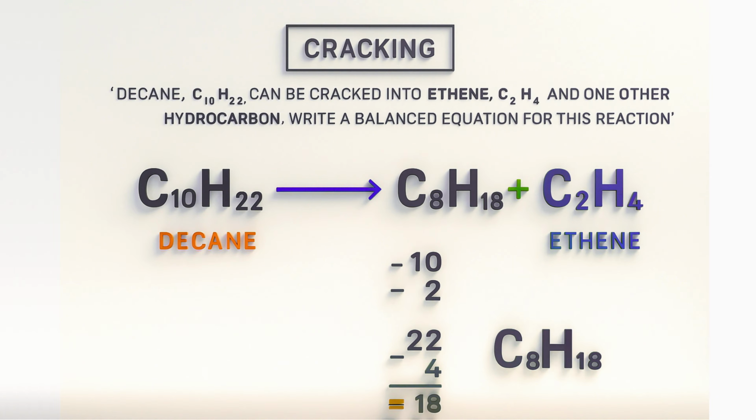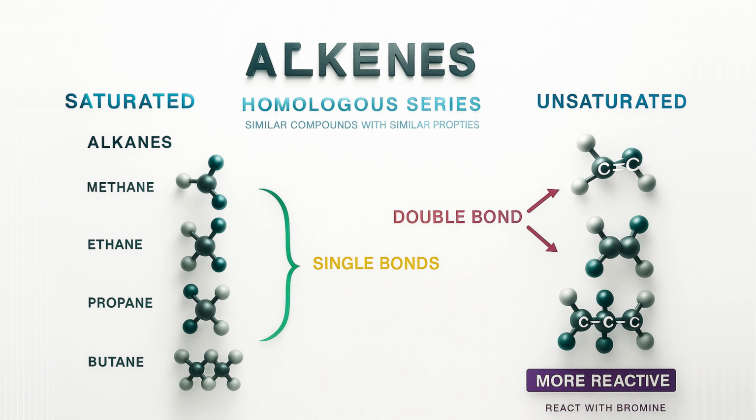Before we finish, let's highlight that alkenes like ethene and propene form another homologous series. This means they are a group of compounds with similar chemical properties and the same general formula. The key structural difference between alkanes and alkenes is that alkenes contain at least one double bond, while alkanes contain only single bonds. Therefore, alkenes are classified as unsaturated compounds, whereas alkanes are saturated. This double bond in alkenes makes them more reactive than alkanes.